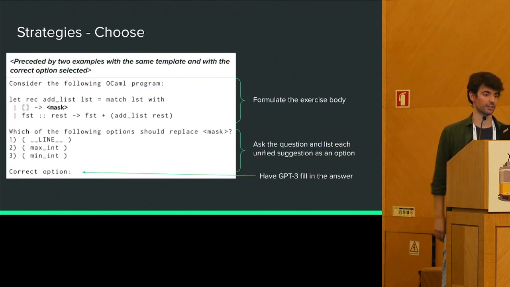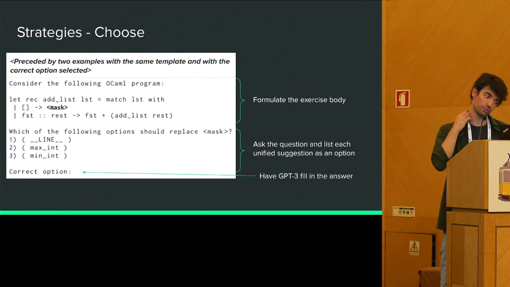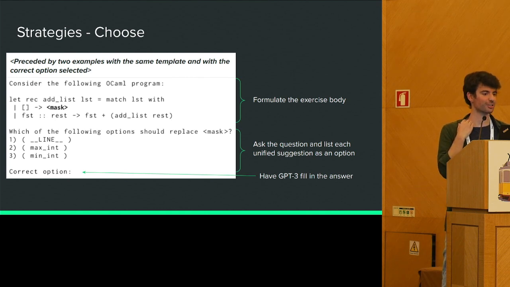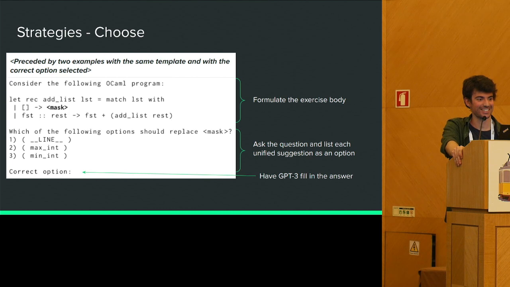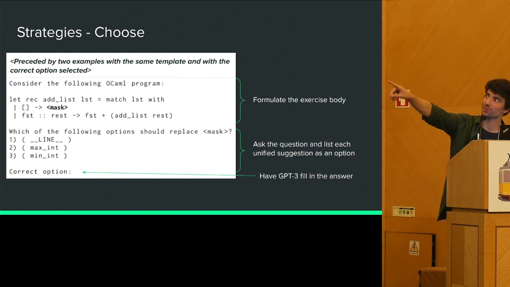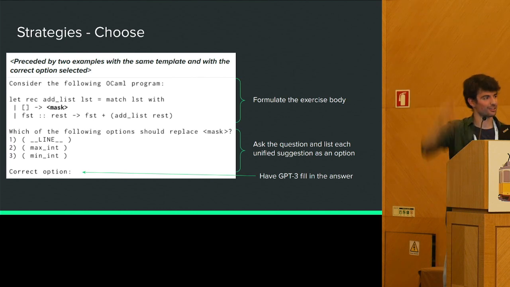And we also developed some more elaborate repair strategies. This one is called choose, and it's the most curious one. It actually formats the input candidate program as an exercise similar to what you may find in an exam, for example. So the template for the exercise is presented as the source code with a missing hole denoted by the mask identifier and a list of possible solutions, which we obtained through that type unification task.